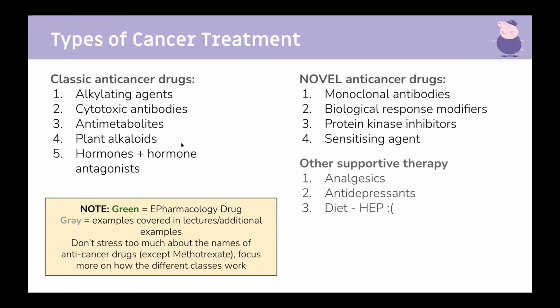Because the faculty will usually be a bit nicer with this one and just give you the class of the drug, okay? So you have classic anti-cancer drugs, and you also have novel anti-cancer drugs, which are the new types of anti-cancer drugs that have been developed recently, as well as other supportive therapies such as analgesics, so you can block the pain, as well as antidepressants, and also diet, which is related to HEP.